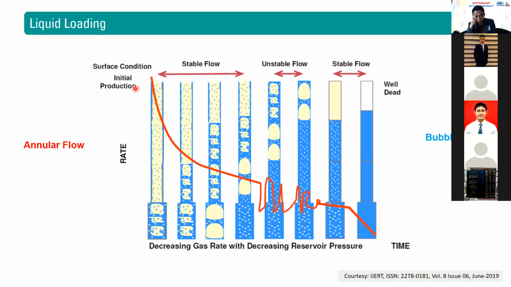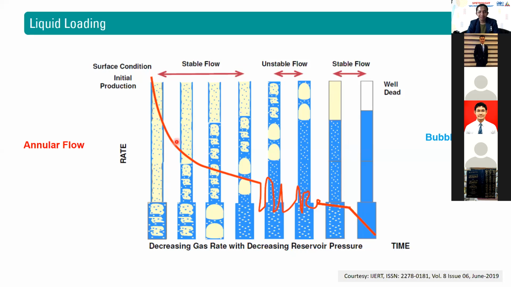Okay, I continue. But if our reservoir pressure decreases like this one, the pressure keeps decreasing. Okay, the flow regimes within the wellbore also change from annular flow to slug flow, plug flow, churn flow. I will not discuss the flow regimes in this presentation. Okay, so you can learn by yourself about plug flow, slug flow, churn flow. It's actually like this one.